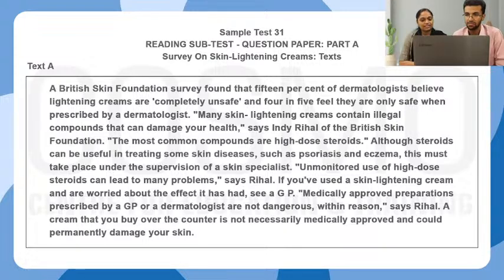Yes, Trudy, you got it all right. The keywords are what he said. Okay, which is the exact section in text A which contains the answer? That would be from line number 5 from the dialogue. Okay, although steroids can be useful in treating some skin diseases such as psoriasis and eczema, this must take place under the supervision of a skin specialist. So can you tell us the answer?